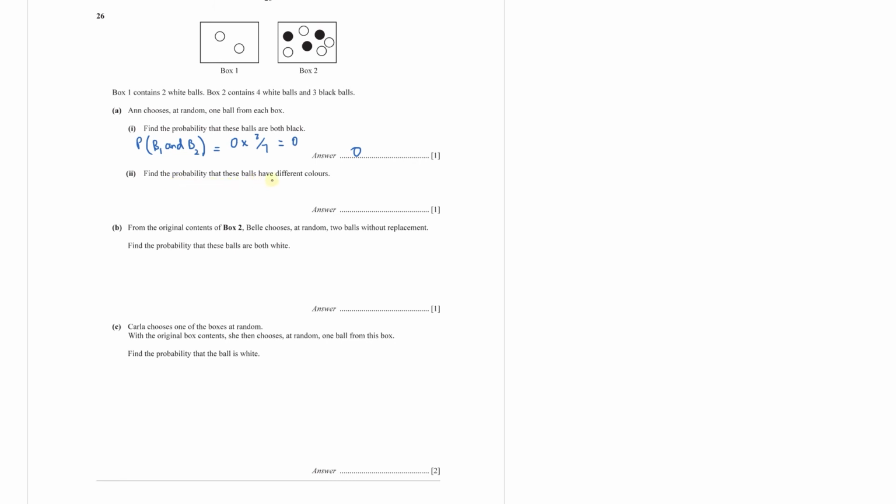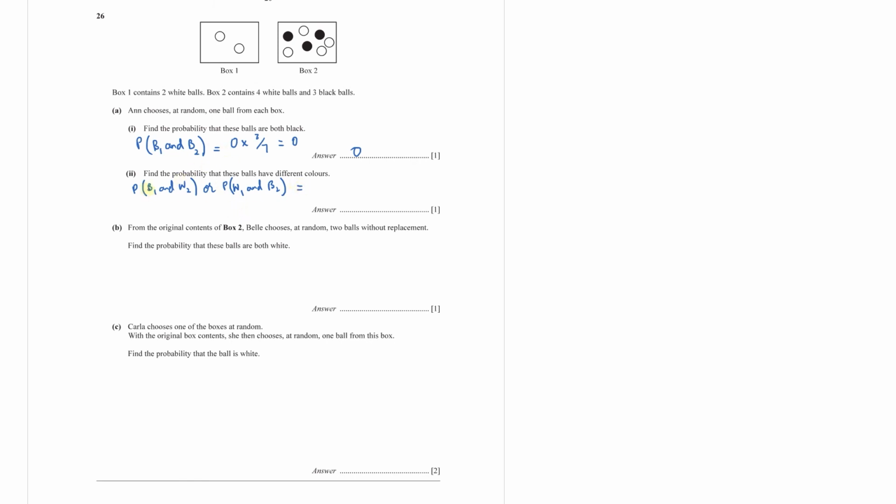Find the probability that these balls have different colors. Different color means that you get black from the first and white from the second, or you get white from the first and black from the second. These are the only two cases in which you will end up with two balls that have different colors.